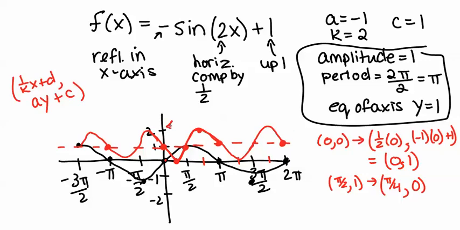So it's got a period of pi, an equation of axis at 1. So you can use this mapping notation to get you all the points that you need. You could just use them so you can see what the pattern of your graph is. And yeah, that's it.